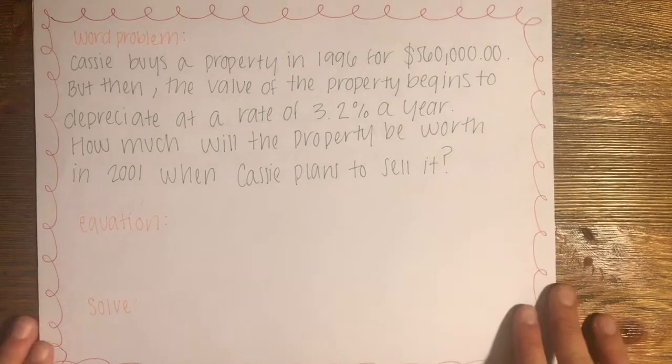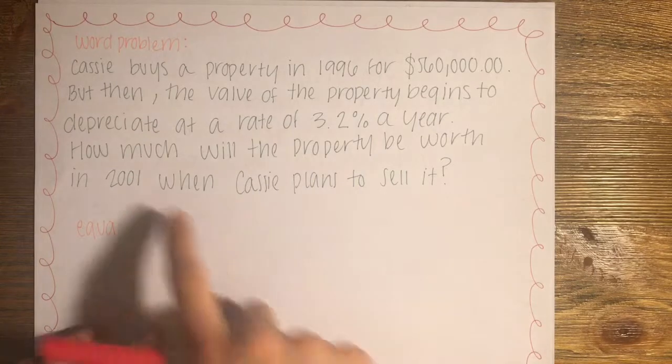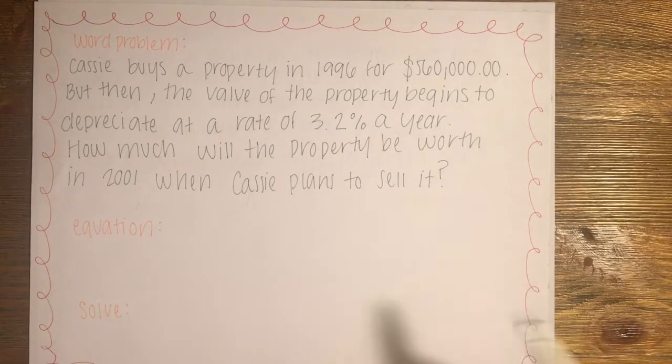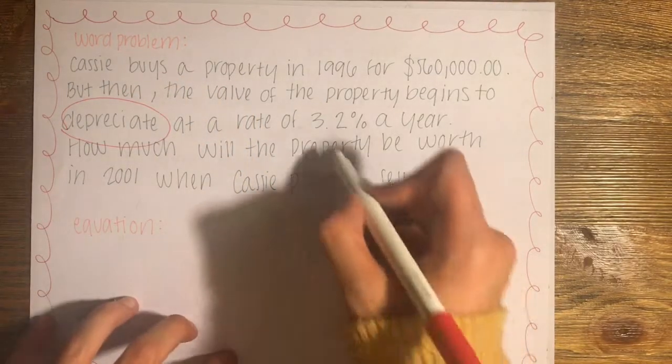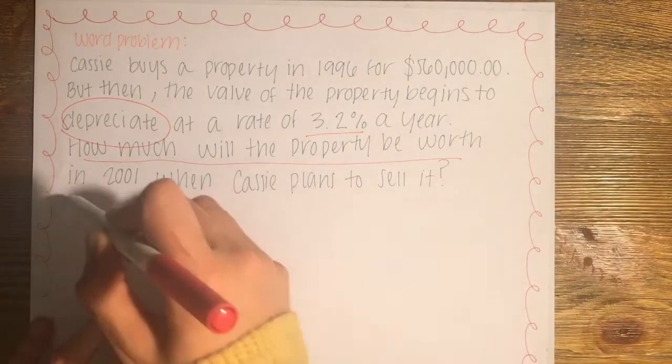Next, Cassie buys a property in 1996 for $560,000, but then the value of the property begins to depreciate at a rate of 3.2% a year. How much will the property be worth in 2001 when Cassie plans to sell it? So let's go look for some key terms. Here it says depreciate. You'll probably run into this word. It's just a fancy word for decay or gets lower. So we're going to be decreasing here at a rate of 3.2%. And then how much will the property be worth in 2001?